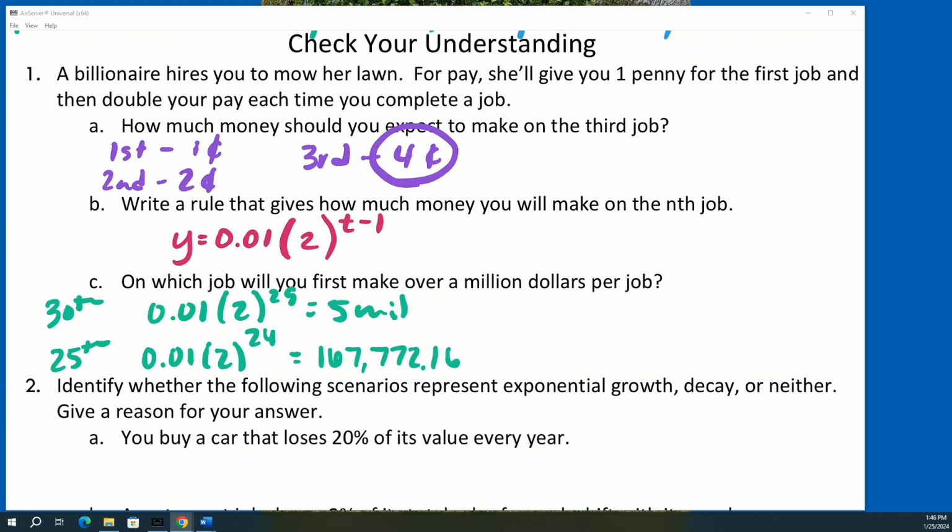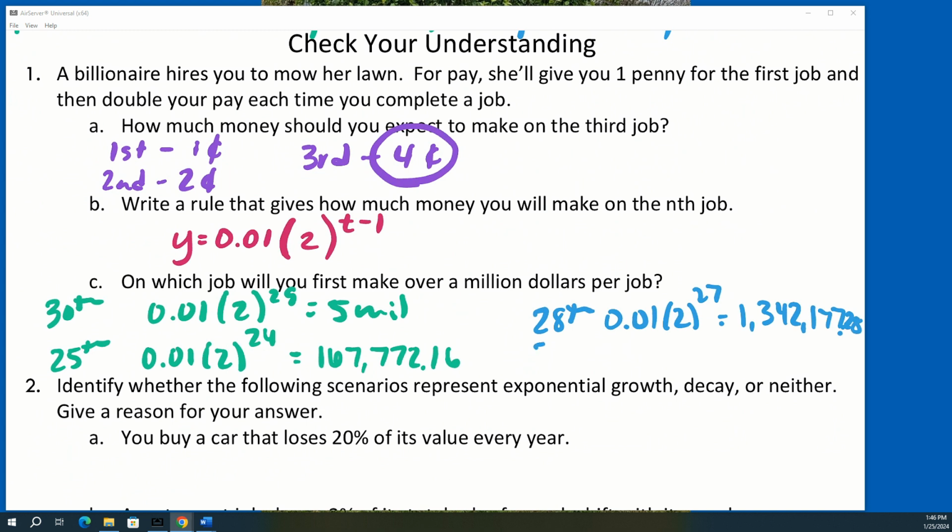27. So the 28th, we raise it to the 27. Because once you get to like 1 mil and then 2 mil, you'd be like 6 million the next day. The 28th day, when you raise it to the 27, you get $1,342,177.28. So it's a pretty good deal. That's a lot of money for mowing.